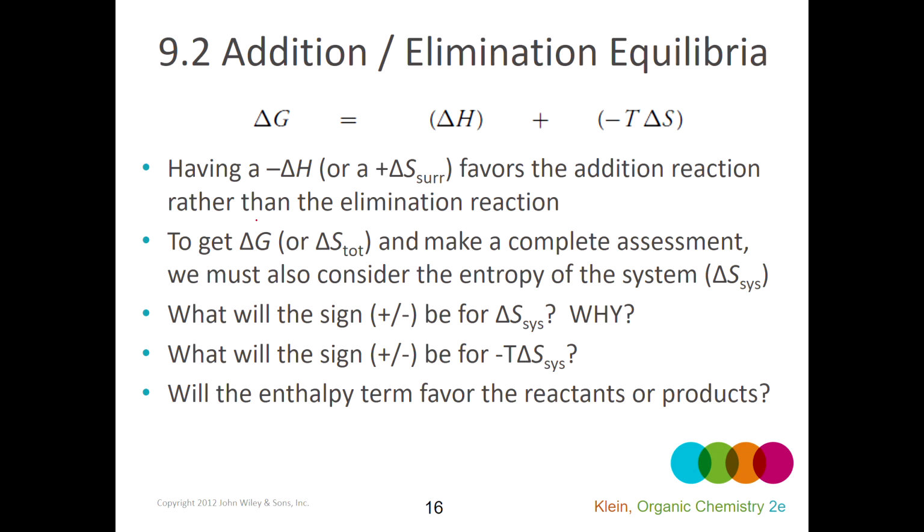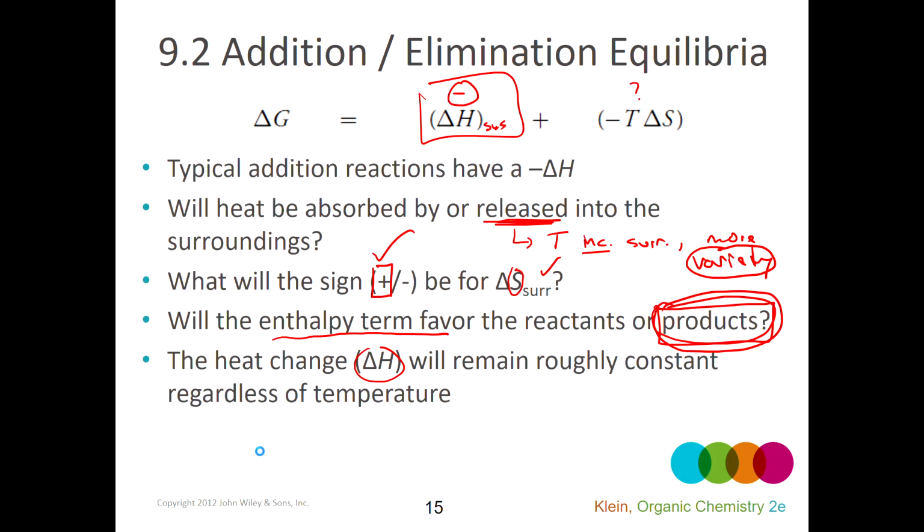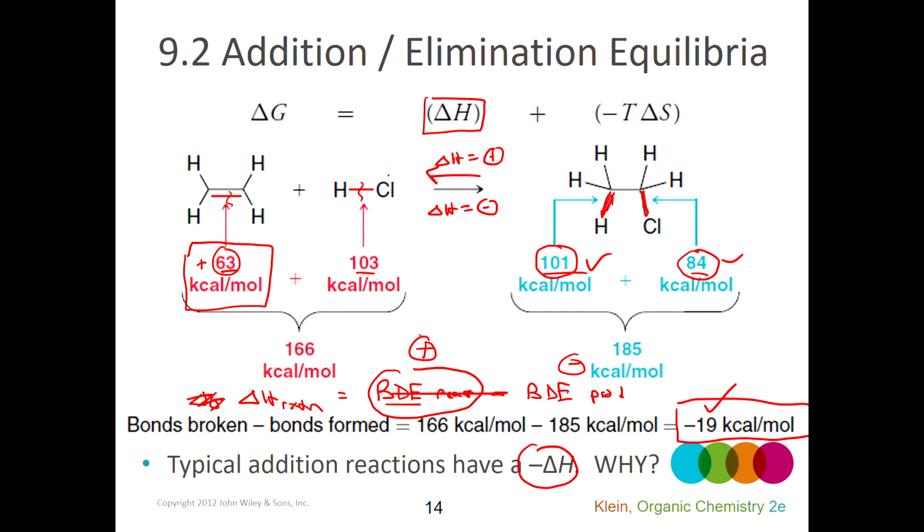So if we want to get the sign for delta G, which relates to the total entropy change for the universe, we need to also look at the entropy change for the system. So what should the entropy change for the system be? Well, we're doing an addition reaction. So we're looking at a situation where we're adding 2 moles of reactants and combining them. That's why it's called addition. They're added together to create one bigger product.